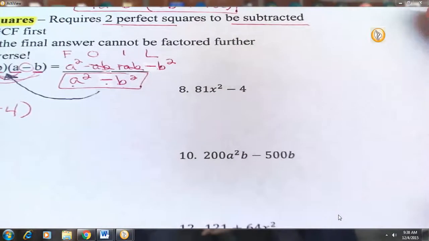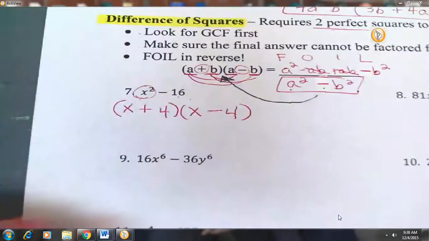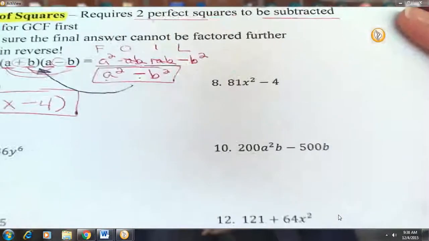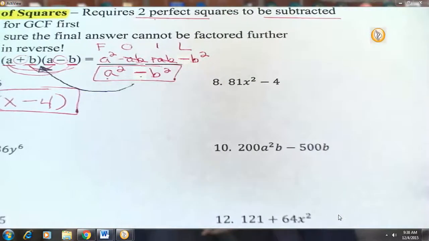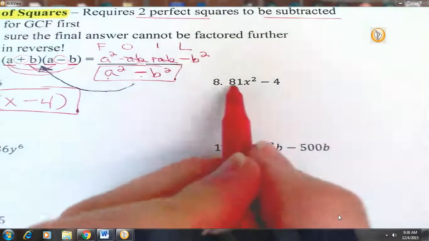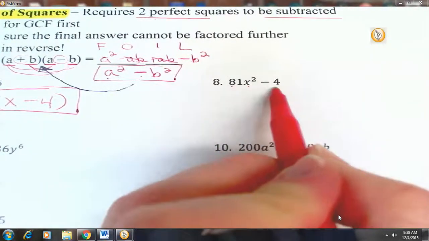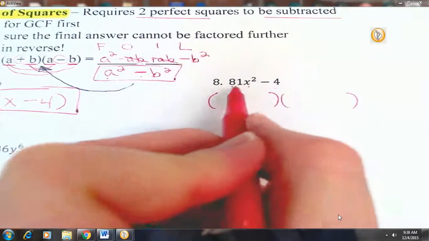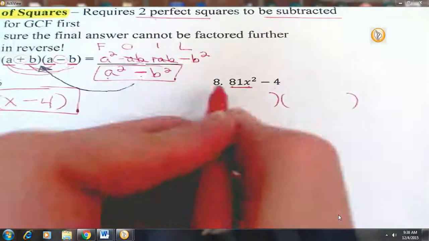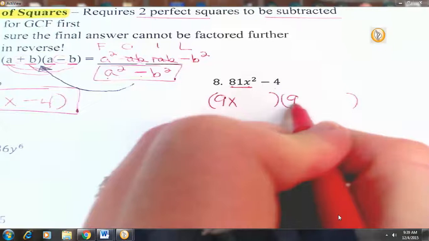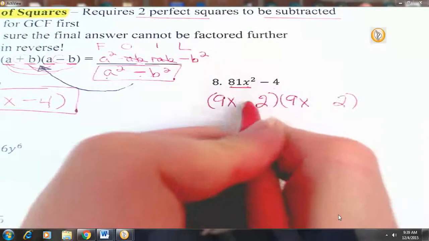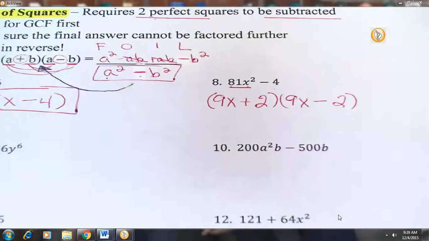How about number 8? Do I have 2 perfect squares that can be subtracted? Yes, I do. 81 and x squared are perfect squares, and so is 4. So we'll do difference of squares. What is the square root of 81x squared? 9x. What is the square root of 4? 2. One is plus, one is minus.